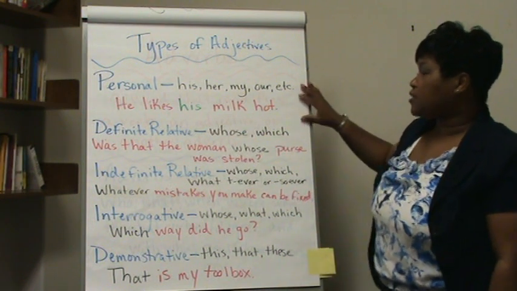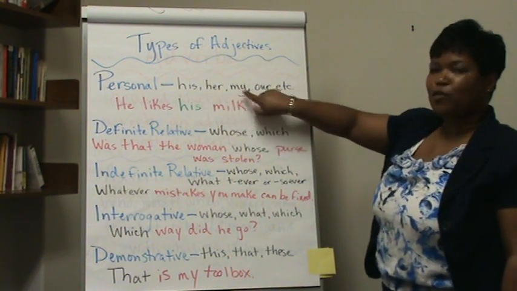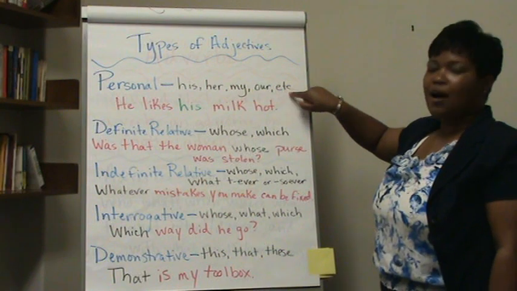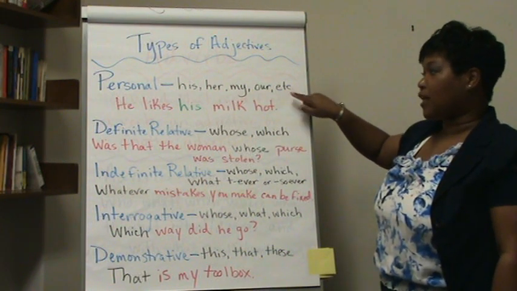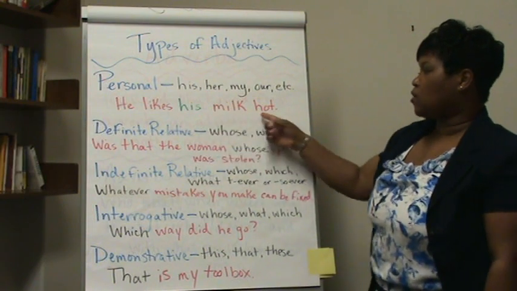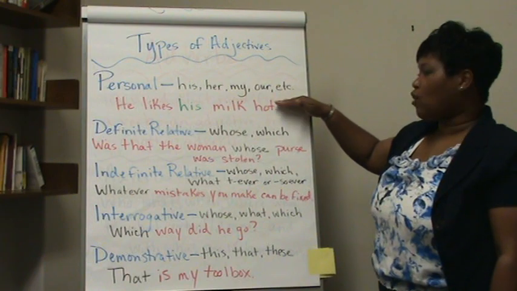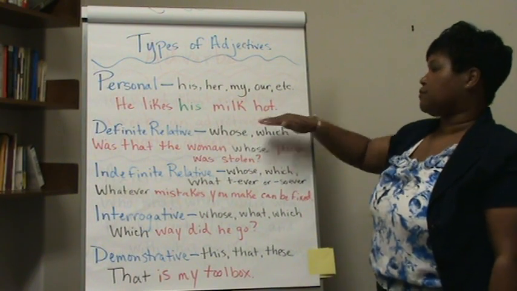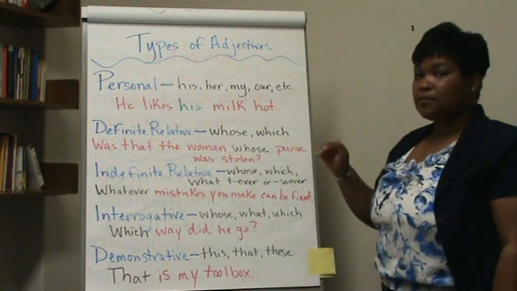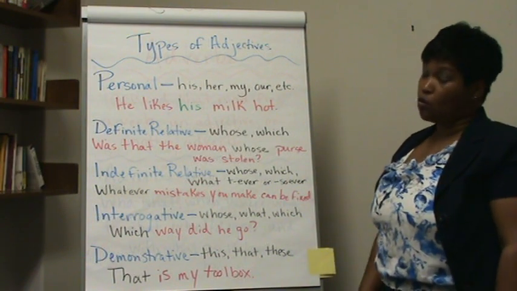So as far as the types of adjectives are concerned, you have the personal, and we see a lot of personal pronouns in this one, especially those that are possessive, like his, her, my, our, their. He likes his milk hot. Okay, so that's a personal adjective. So it's not only modifying the milk, it's his milk, but it's also letting us know possession. So it's serving a dual role.